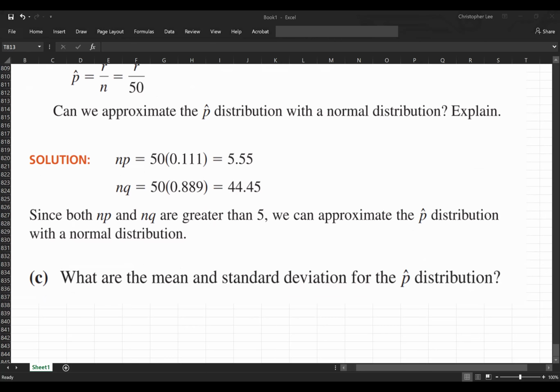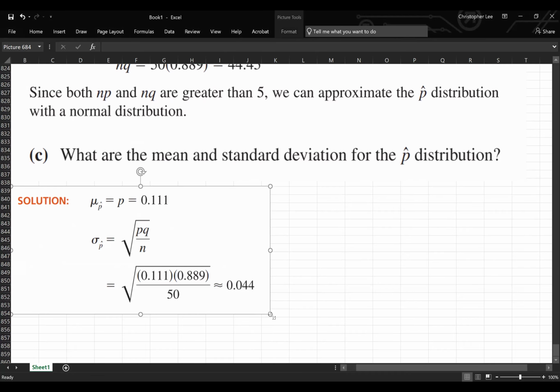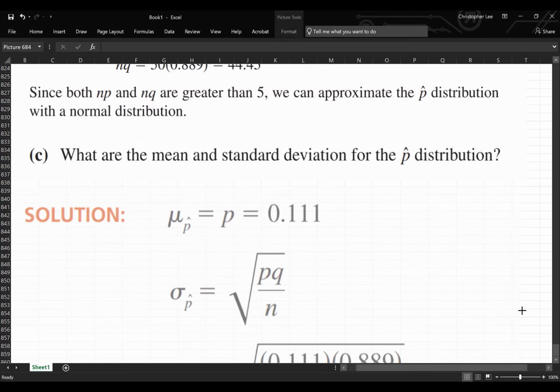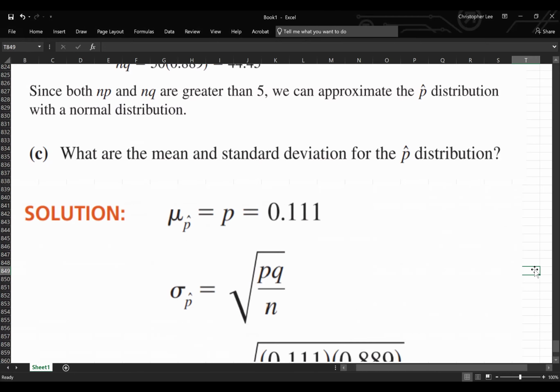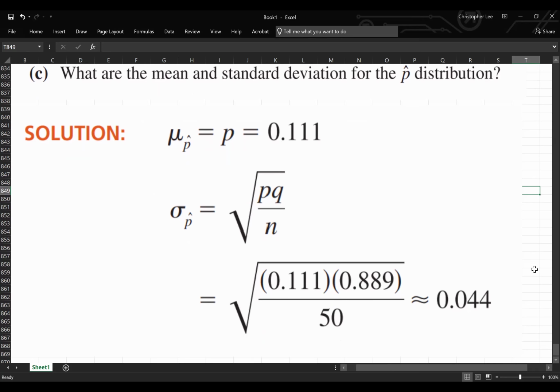No, it's just the 0.111. That's the mean, and then the standard deviation. So the mean for p hat, we said, is the same thing as p, which is 0.111. However, the standard deviation for p hat is going to be the square root of p times q over n. Just plug it in.